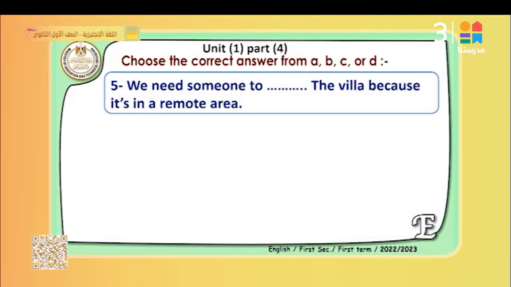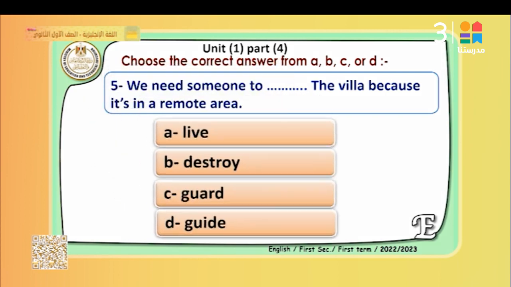Question number five. We need someone to the villa because it is in a remote area. So we want someone to protect the villa, to defend the villa, to make it safe. So we want him to, yes, very good, to guard the villa.